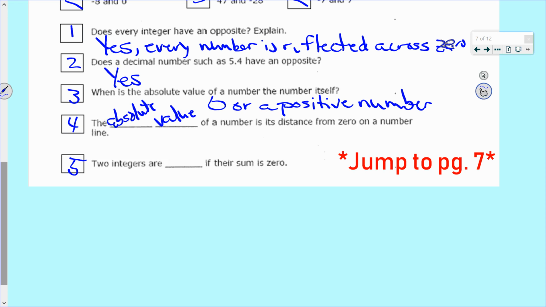A positive number. Guys, did you hear the numbers we just used? Yes, opposites. So, two numbers are opposites if their sum is 0. So that's how you know that they're opposites, guys. They add up to 0.